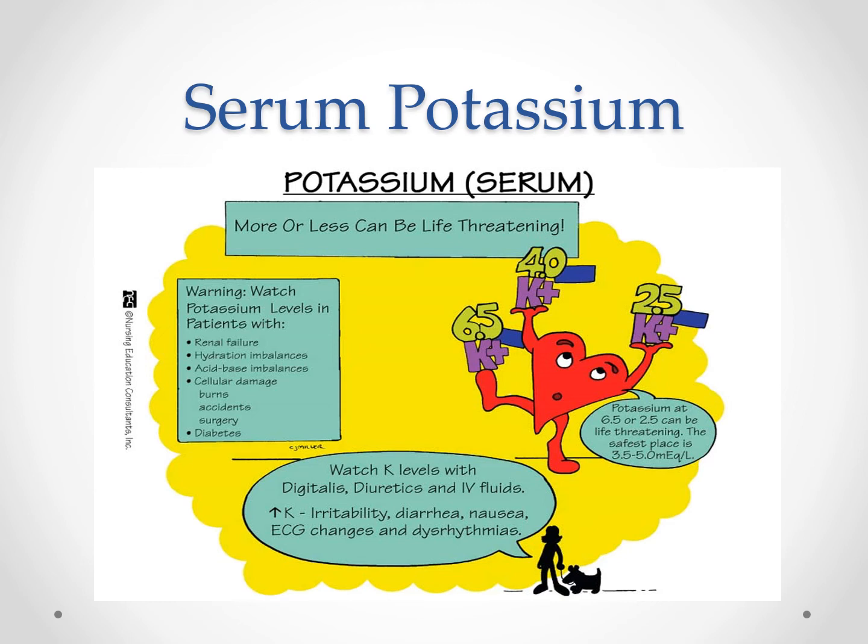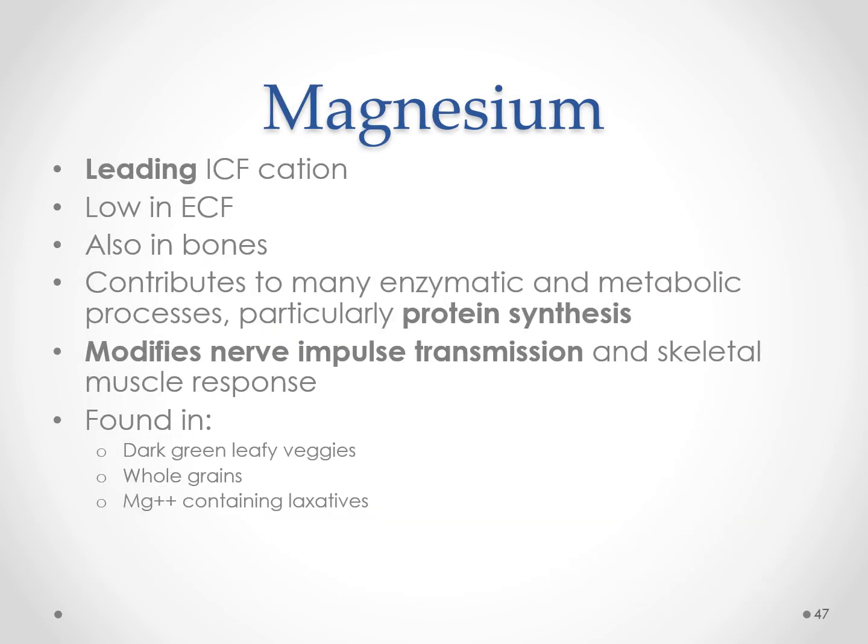Potassium at 6.5 or 2.5 can be life-threatening. The safest place is between the two, so it can cause these things on both sides. Magnesium is another special cation. It is the leading ICF cation, low in ECF, and also in the bones. That's pretty cool, right? That we think of magnesium for the bones.